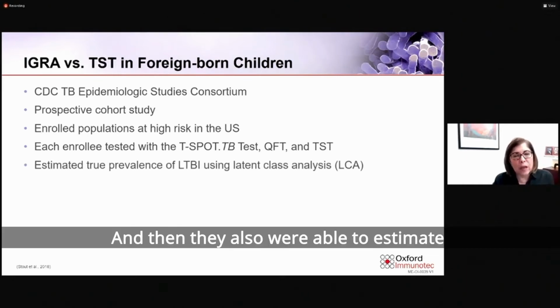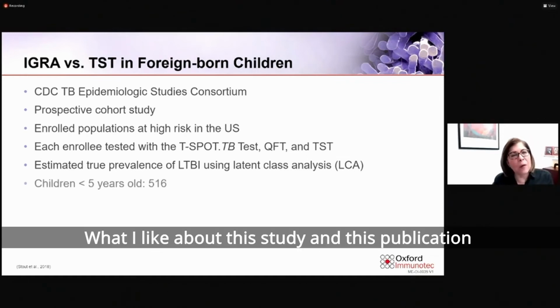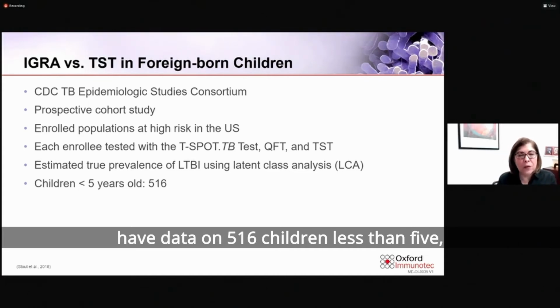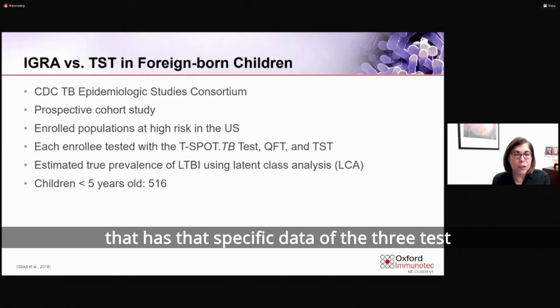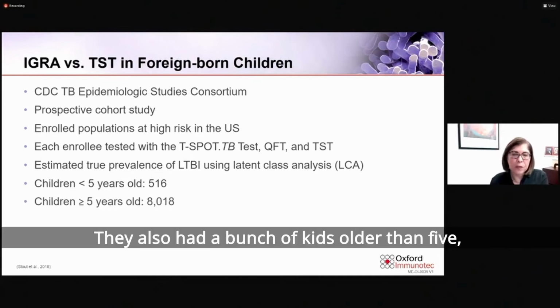They were also able to estimate the true prevalence of LTBI using a statistical method called latent class analysis. What I like about this study and this publication is that they actually have data on 516 children less than 5. This is really the only study that I know of that has that specific data of the 3 tests in populations this young. They also had a bunch of kids older than 5, about 8,000.